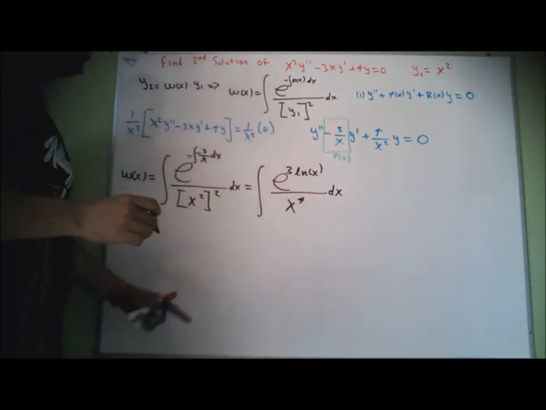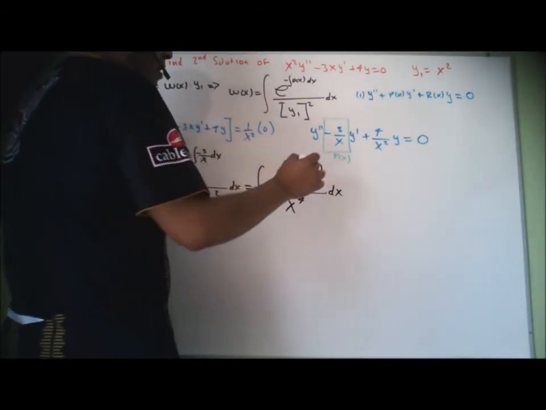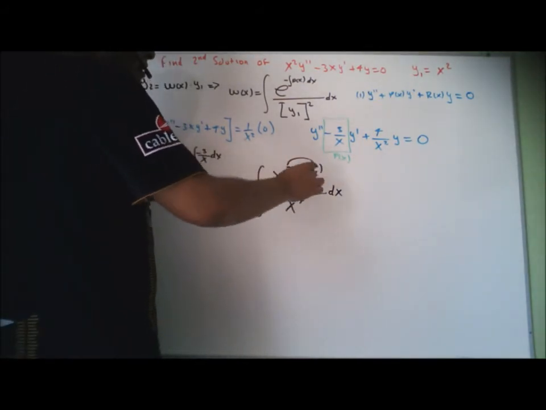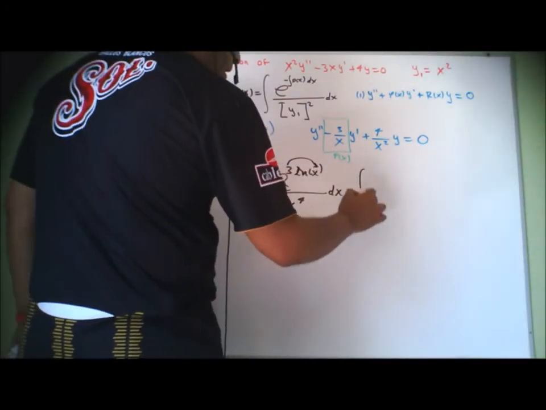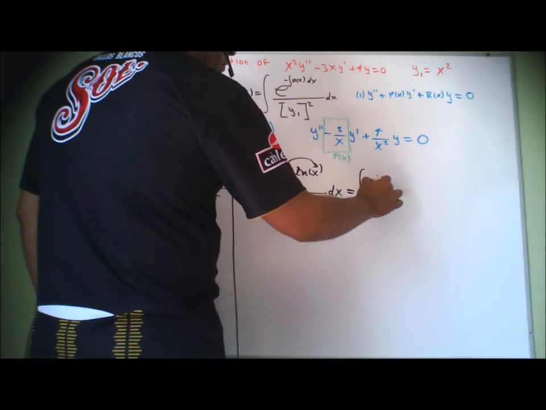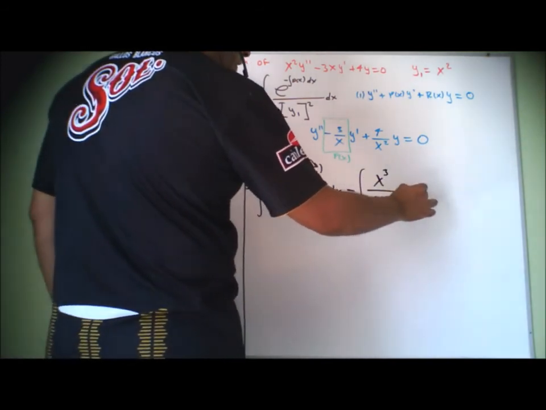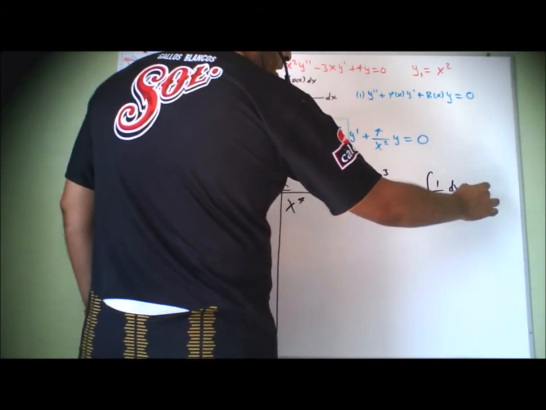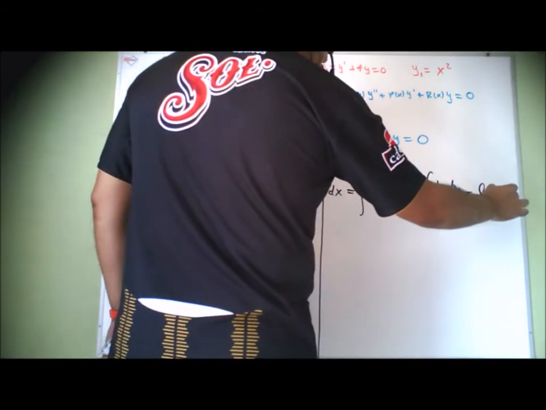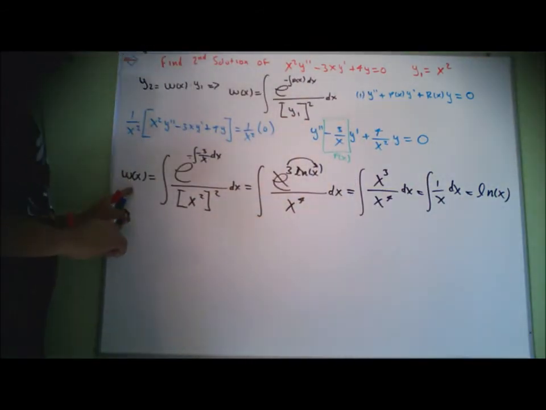Now, we cannot cancel the exponential and the natural log directly, so what we have to do is to take the 3 to the power and then cancel the exponential and the natural log. So this is going to be equal to the integral of x to the power of 3 over x to the power of 4 differential of x. This just reduces to 1 over x differential of x, and the result of this is the natural log of x. Okay, so that is the calculation of w of x.